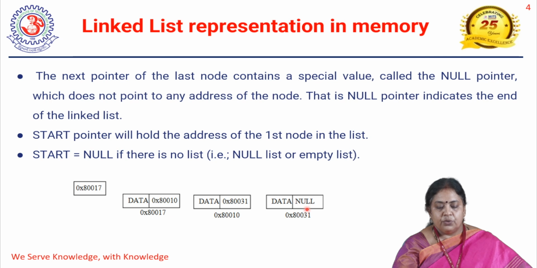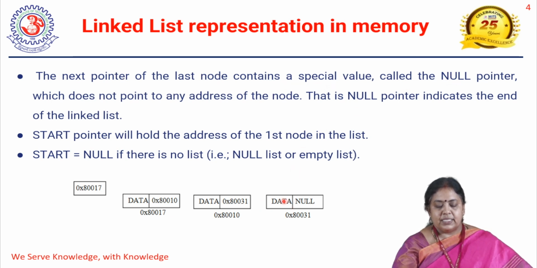Finally, the last node will be null. The next field of the last node will be null. That means there are no more elements in the list. That's how it is represented in the memory. So see here, the next pointer of the last node contains a special value called a null pointer.